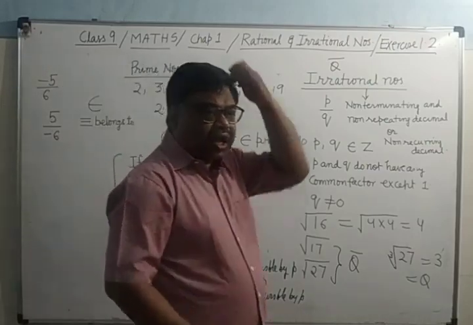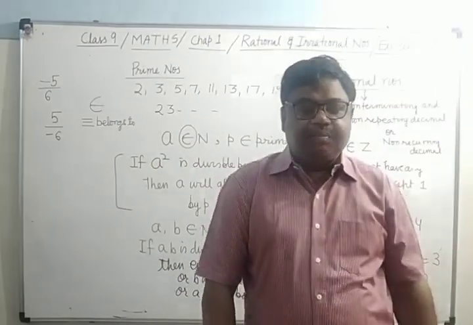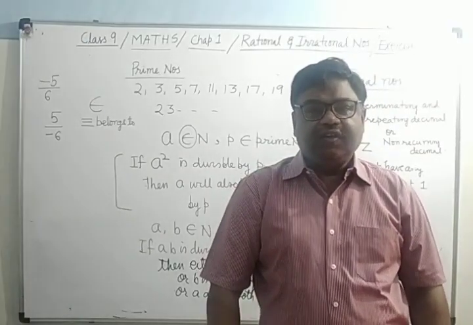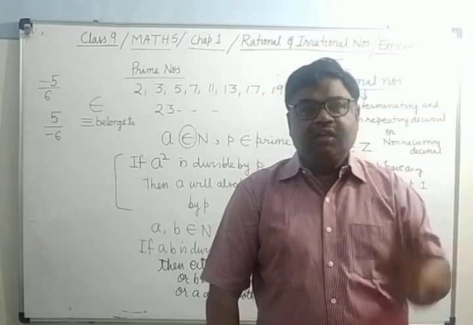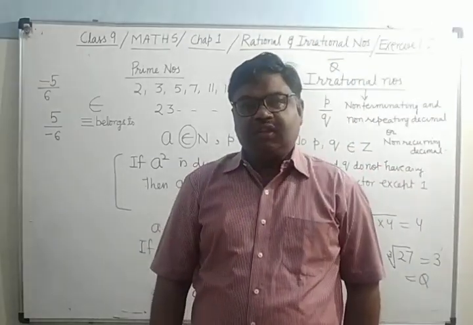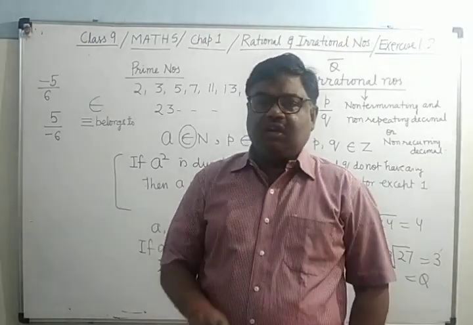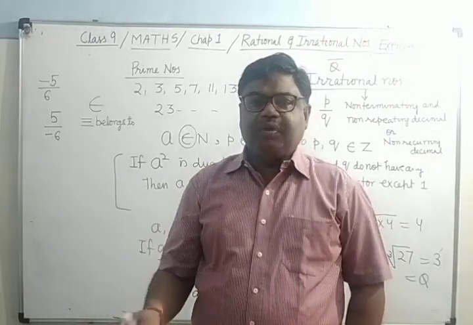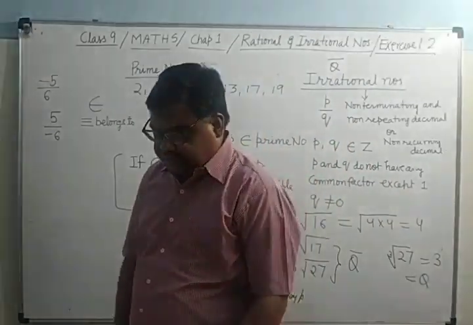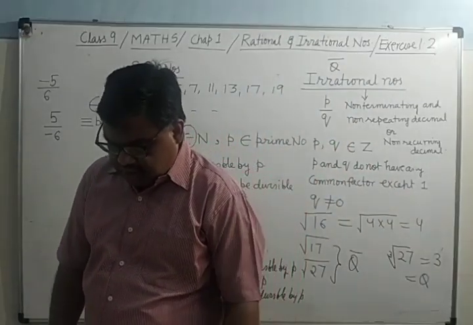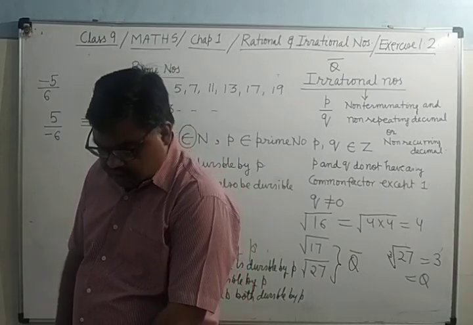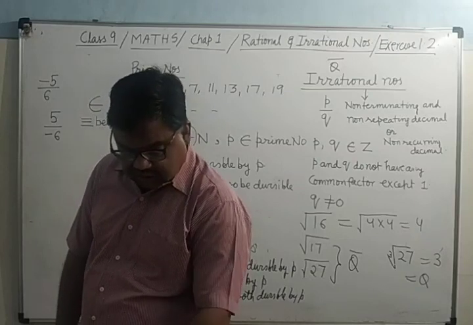If a and b are two natural numbers and p is a prime number, then if ab is divisible by p, meaning the product of two natural numbers is divisible by p, then either one number will be divisible by p or the other number will be divisible by p, or both the numbers will be divisible by p. Then after this you can see here exercise 1.2.